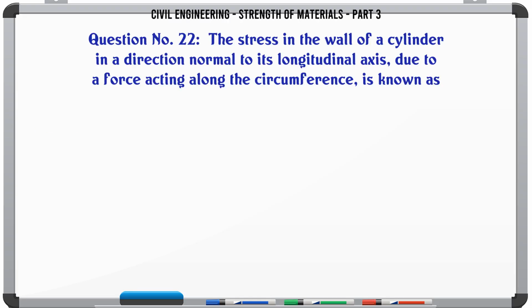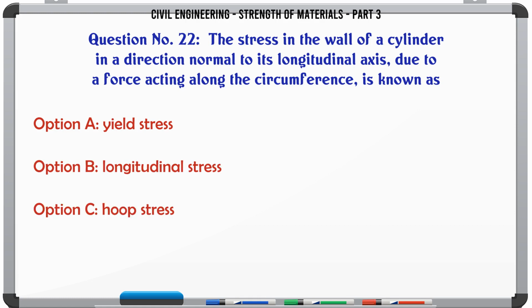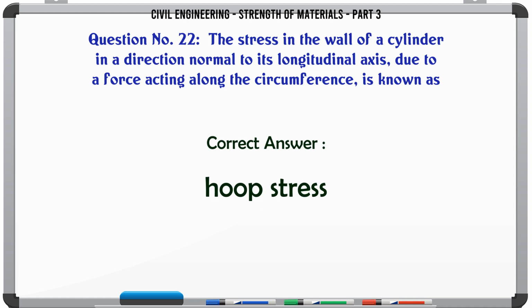The stress in the wall of a cylinder in a direction normal to its longitudinal axis due to a force acting along the circumference is known as: A. yield stress, B. longitudinal stress, C. hoop stress, D. circumferential stress. The correct answer is hoop stress.